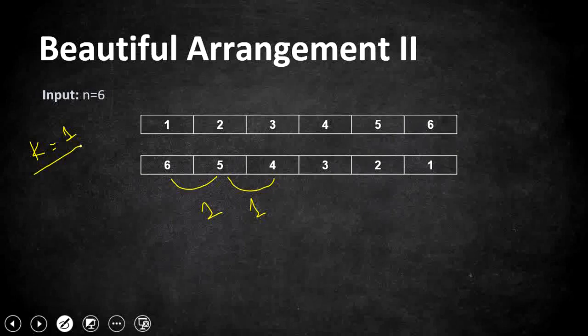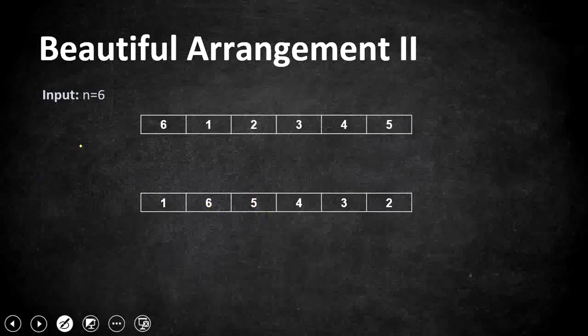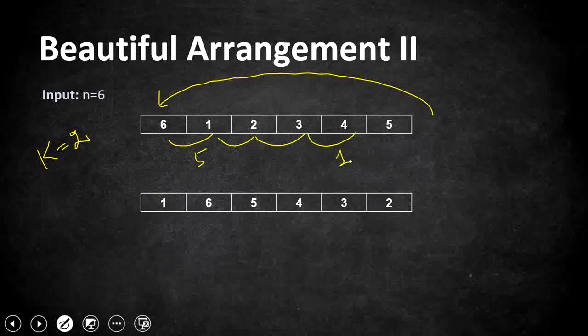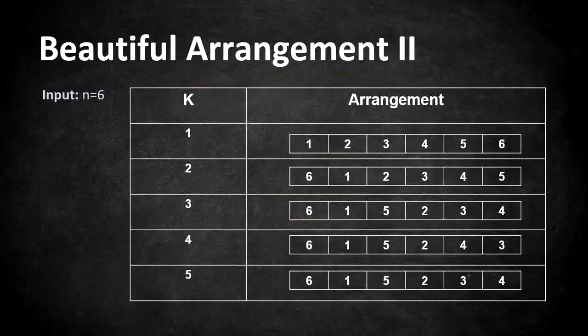Let's see what the arrangements can be when k is equal to 2. We put the last number, 6, to the front so that the difference between 6 and 1 is 5 and the rest of the differences are 1. So there are two unique differences between all the integers arranged in this way. Same way, in the next example, the arrangement is in reverse order. We are putting 1 to the front so that the difference between 1 and 6 is 5, and the rest of the differences are 1. So the unique differences are 2. We have arranged our numbers for k from 1 to n minus 1.